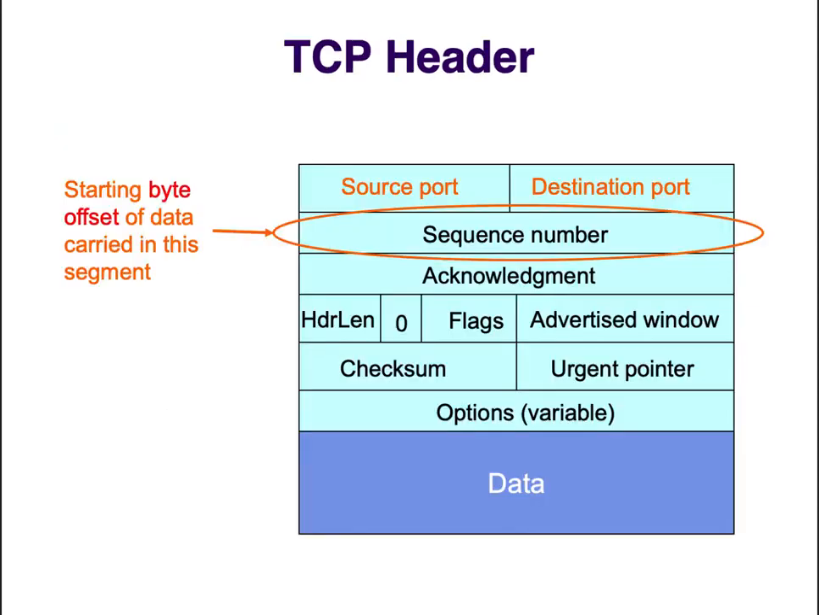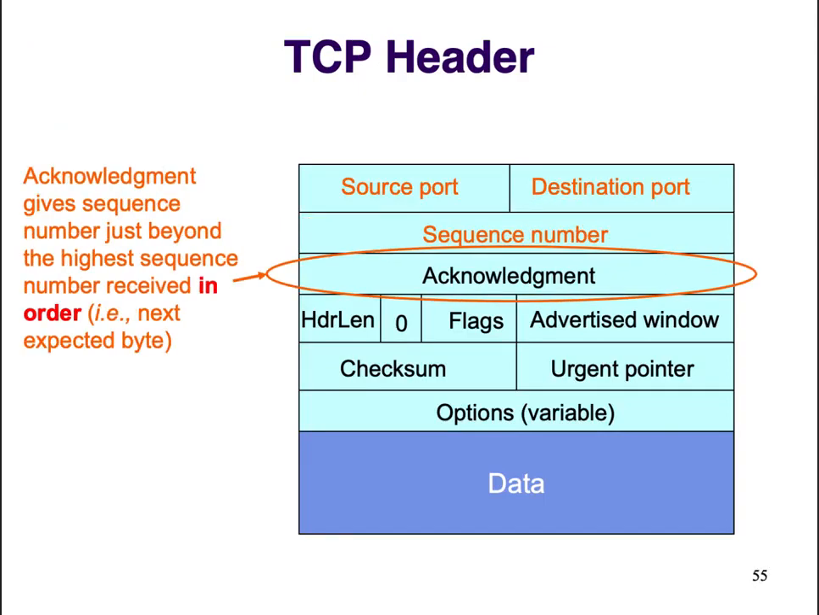Okay. So going back to our TCP header, we've now filled in the sequence number. This is the offset of the first byte. We've filled in the acknowledgement, which is the next expected byte. Okay? So the first unacknowledged byte, such that all previous bytes were acknowledged.